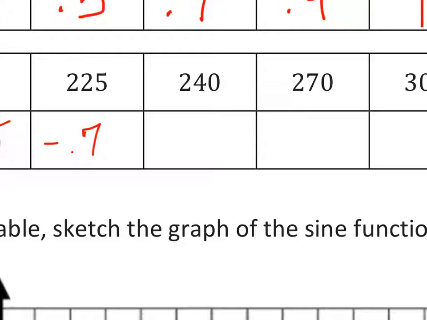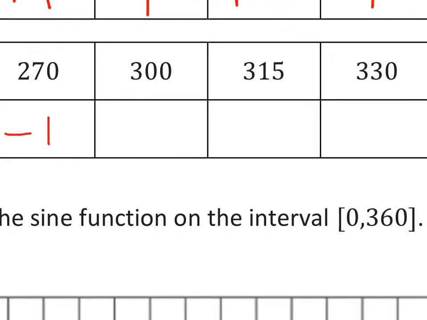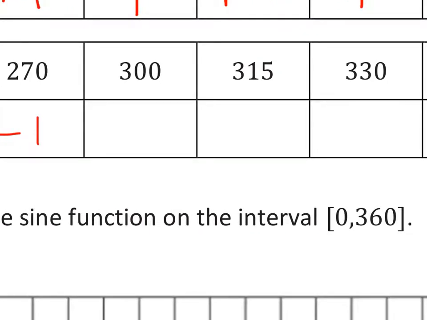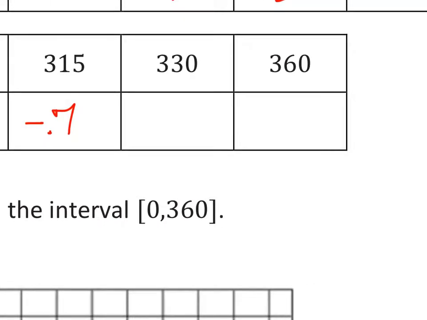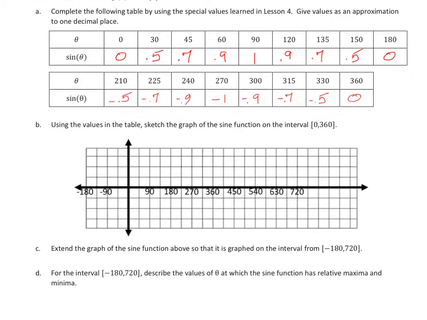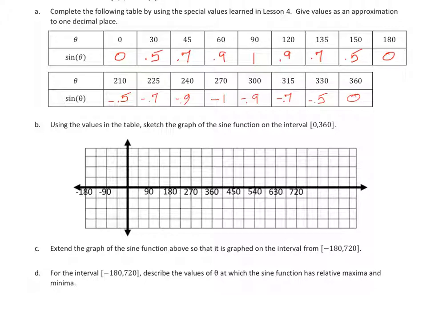Sine of 240 is negative 0.9. Sine of 270 is negative 1. Sine of 300 is negative 0.9. And sine of 315 is negative 0.7. Sine of 330 is negative 0.5. And sine of 360 is 0. So filling out the table should not be that strenuous.